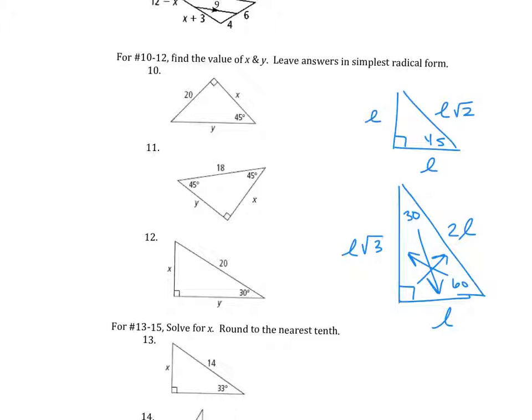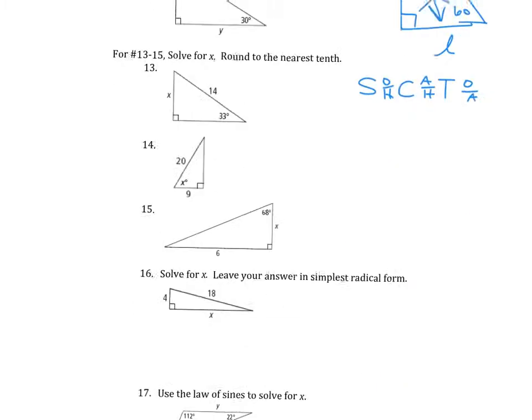Any questions for me? Oh, and make sure you spell SOHCAHTOA right. I would put this on your cheat sheet too. Right, SOHCAHTOA. What do you have questions on? 10 through 21. 18.